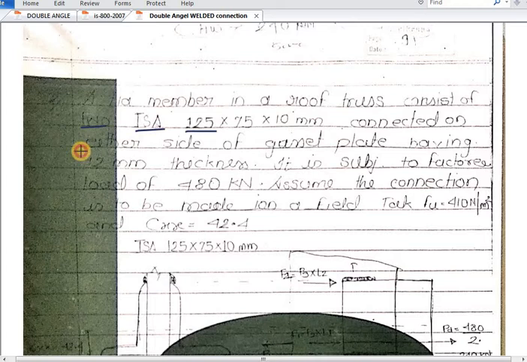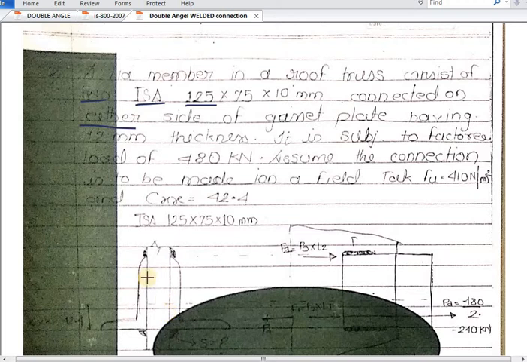This word is again important: on either side of the gusset plate. What does it mean? It means the gusset plate is at the center. On the right side there will be an angle section, and on the left side there will be an angle section. So these angle sections are connected on either side. The word either side is important. So connected on either side of the gusset plate having 12 thickness. What is the size of the gusset plate? This gusset plate has a size of 12. What is the thickness of the gusset plate?